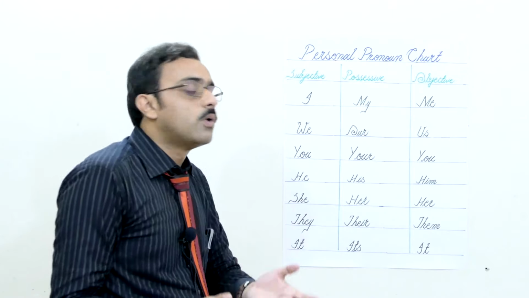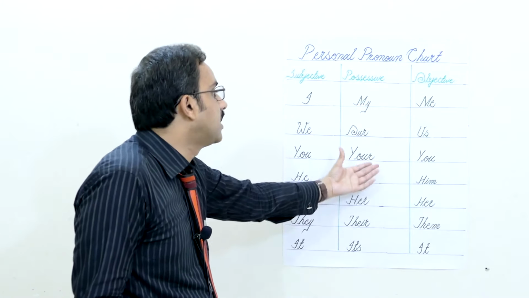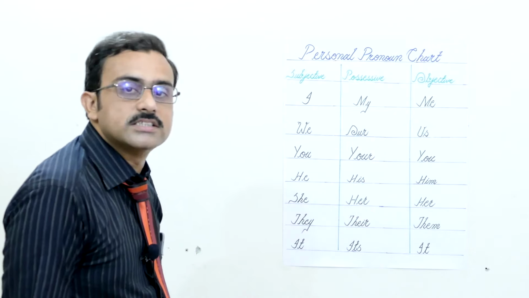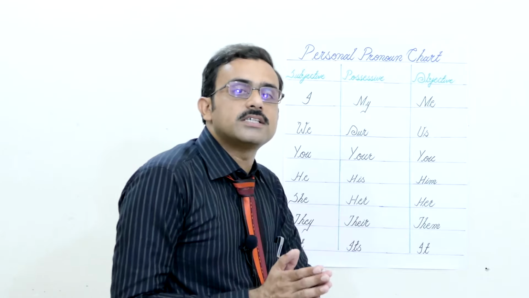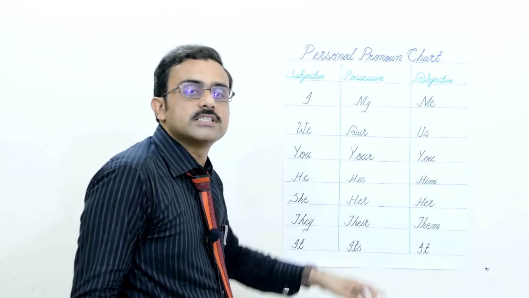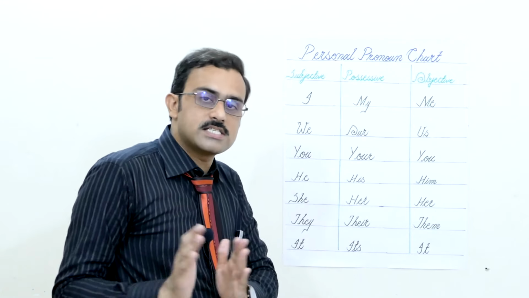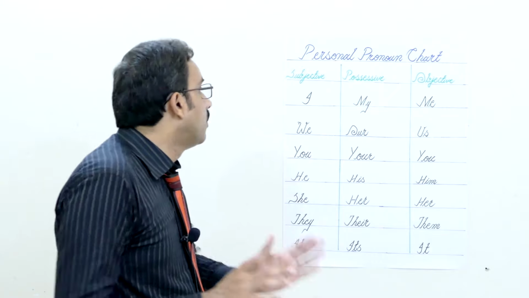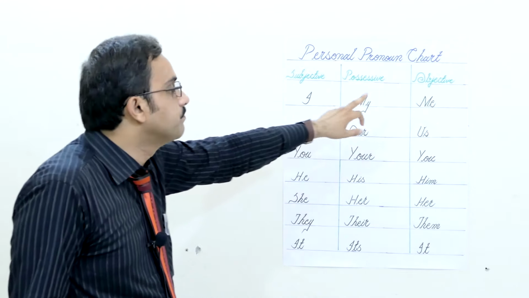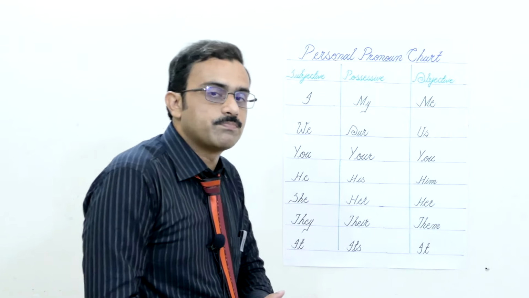Now you are thinking, what about these possessive cases? That means my, our, your, his, her, their, its. You will be surprised that these possessive cases have no change. They remain the same. Got that? Only subjective cases change into objective cases, but these possessive cases remain the same.